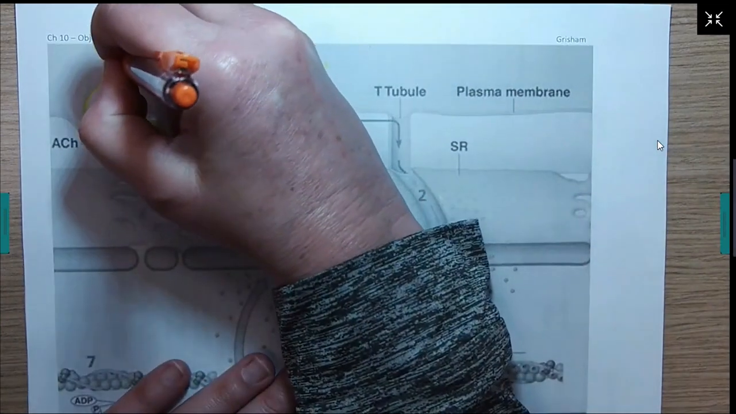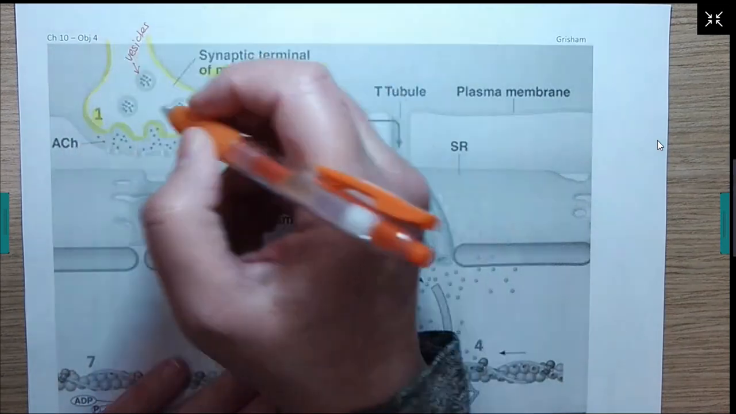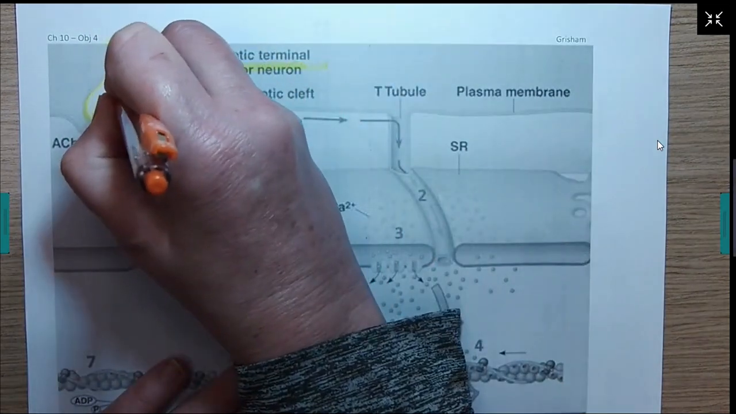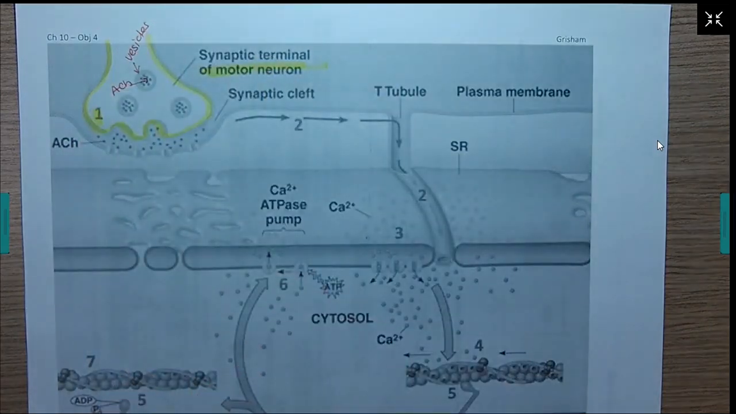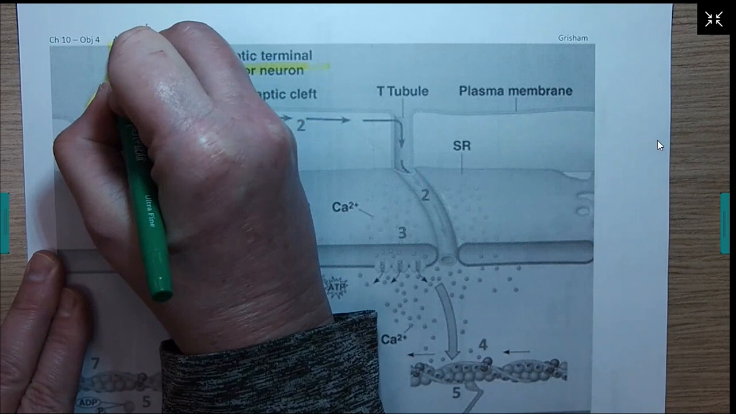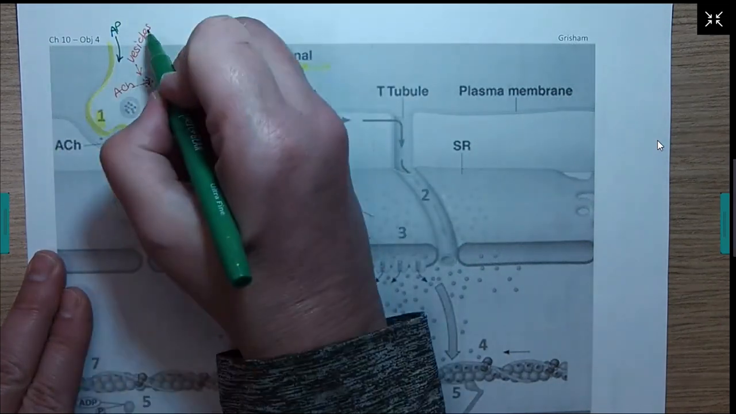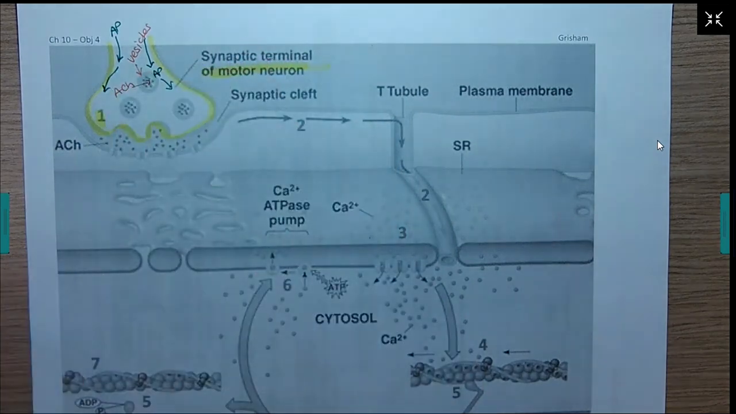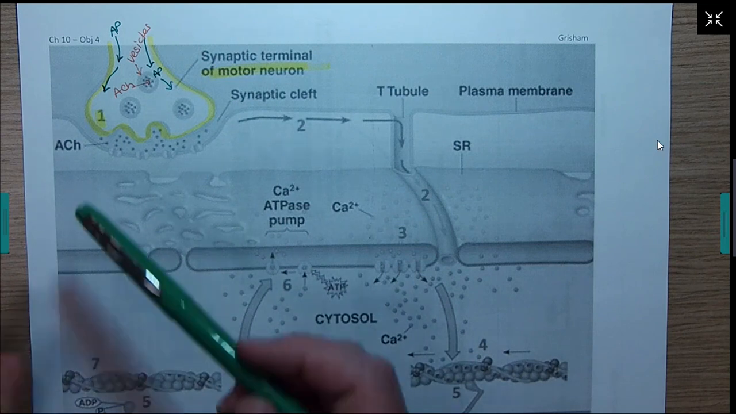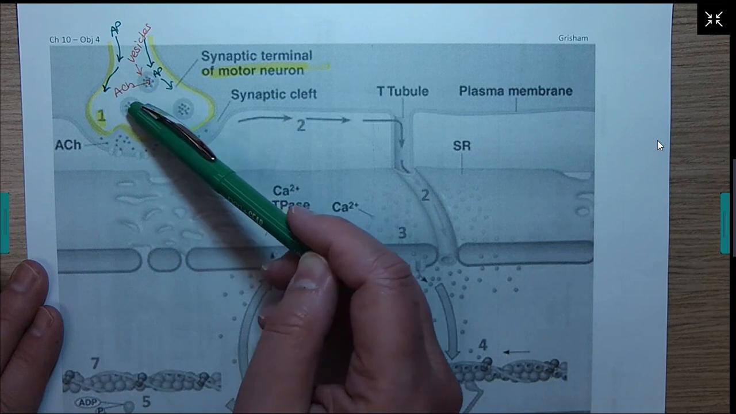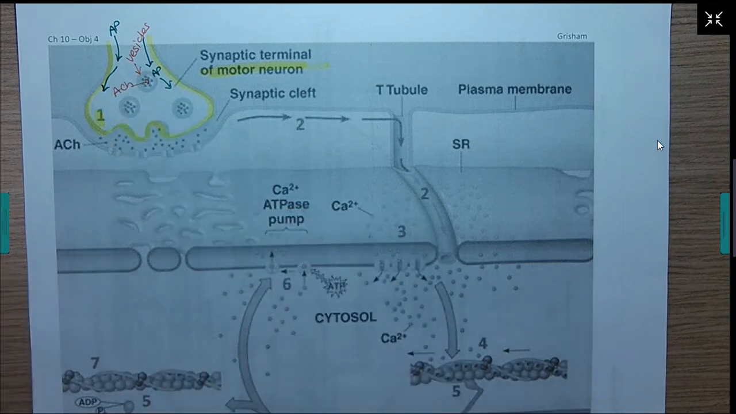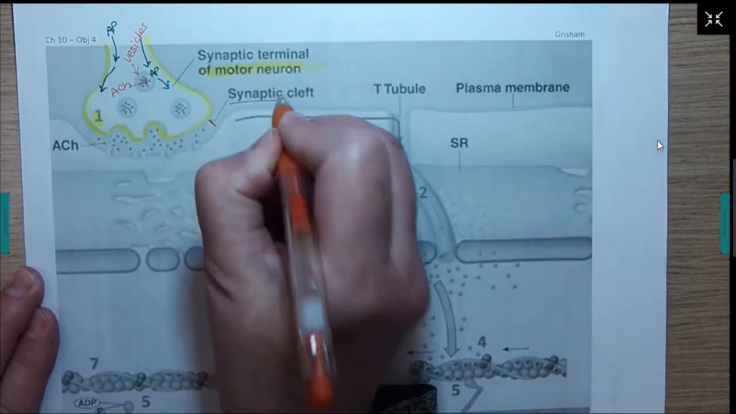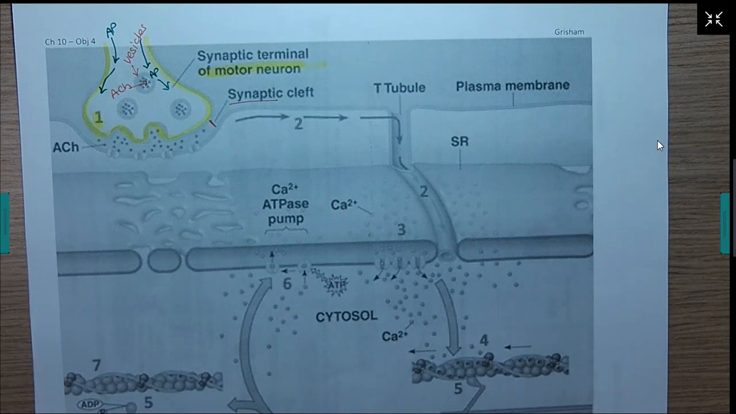So you have your vesicles, you have your acetylcholine in the vesicles, okay? Your action potential is coming down the motor neuron. It doesn't show the voltage-gated calcium ion channels, but they're there. The calcium, when it floods in, is going to cause those vesicles to undergo exocytosis and put acetylcholine in the synapse. So you've got your synapse right here, the neuromuscular junction.